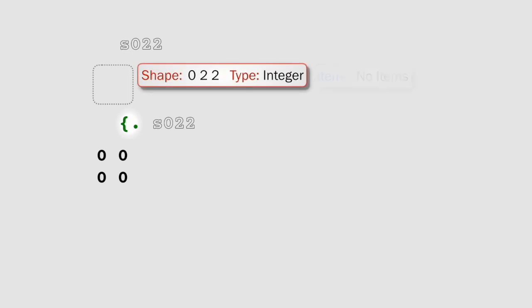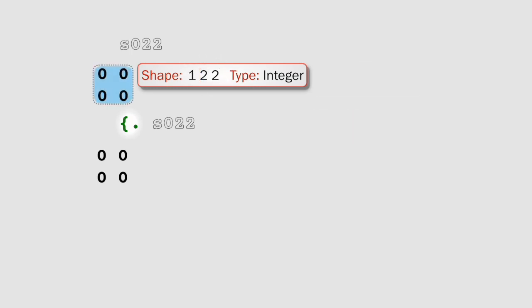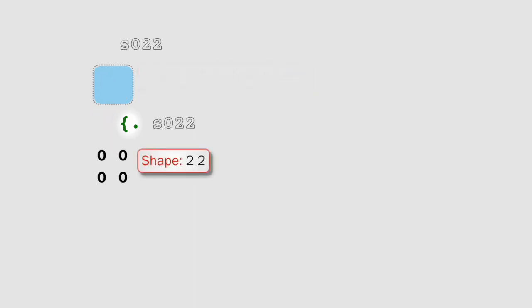Moving on to rank 3, we have shape 0 2 2. No items again, so we know a fill is going to be used, but it's going to be used in the shape 2 2. Then we make a one-item list out of it, take the first item of that, we end up with shape 2 2.